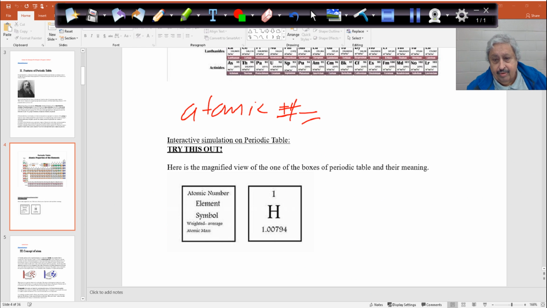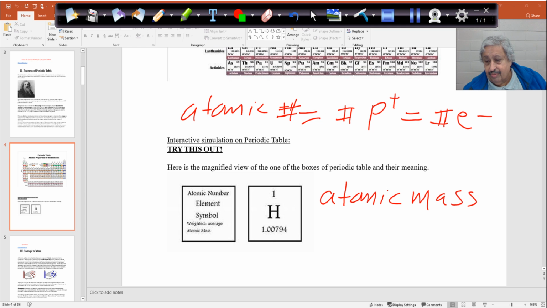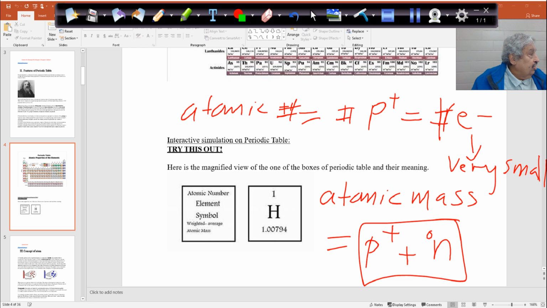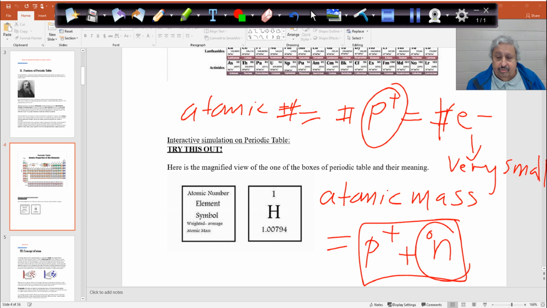Atomic number equals number of protons, equals number of electrons. Atomic mass, which is larger, equals protons plus neutrons only. We take the number of electrons out because they are very tiny, very small, so we don't consider them part of the atomic mass. They don't really contribute to the mass. Very, very tiny, 10 to the minus 24. We'll see that the mass of an electron is a very small mass. So by far those two are the largest particles and contribute to the atomic mass of an atom.